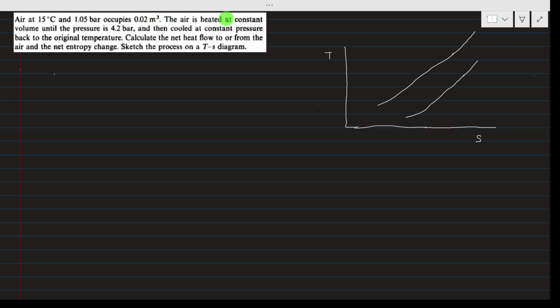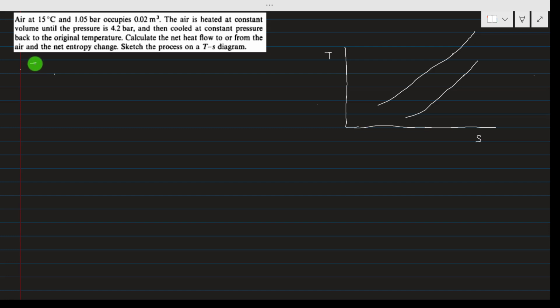The air is heated at a constant volume until the pressure is 4.2 bar and then cooled at a constant pressure back to the original temperature. Calculate the net heat flow to or from the air and the net entropy change. Sketch the process on the TS diagram.